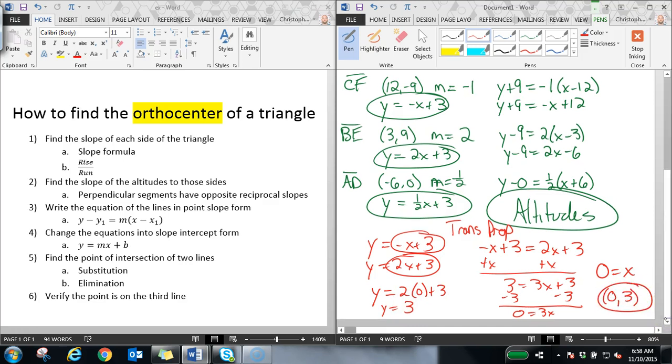The last thing I have to do is verify that it fits into the third equation. This one is the one we didn't use. y equals 1 half times 0 plus 3. We're hoping that y is 3. And it turns out it does check out. This is my orthocenter.